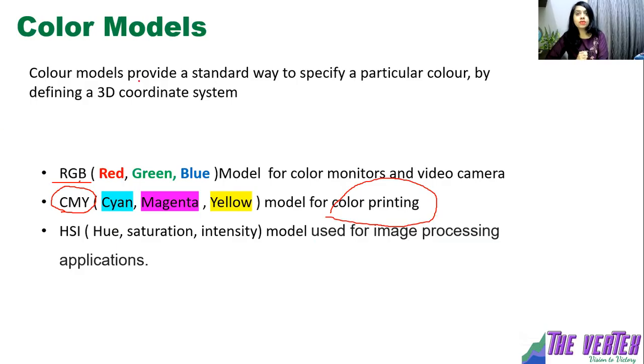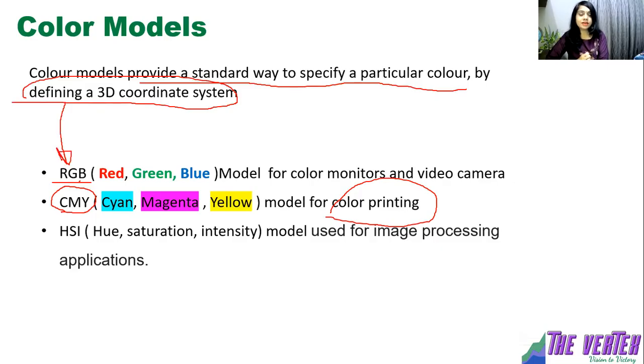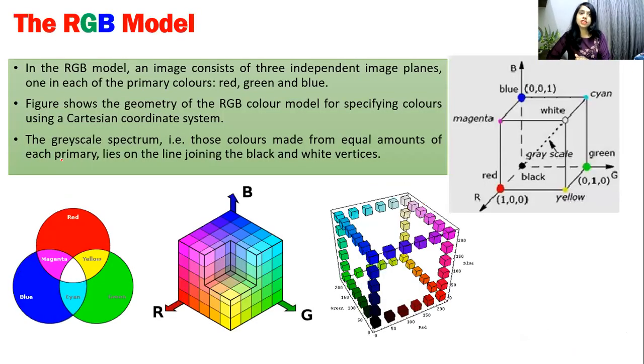So what do color models do? Color models provide a standard way to specify a particular color by defining a 3D coordinate system. So these colors are represented in the form of a 3D coordinate system. Let's see one by one. So let's start with the RGB model. What is the RGB model?